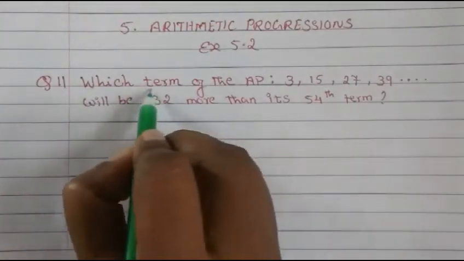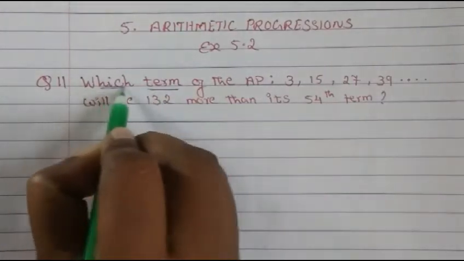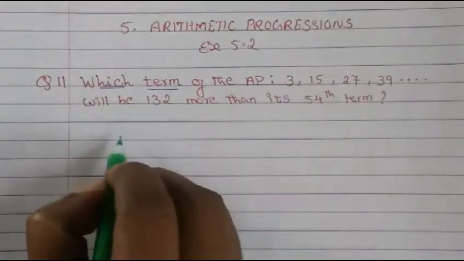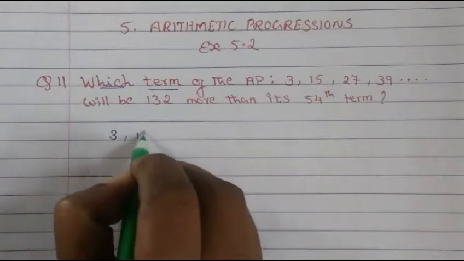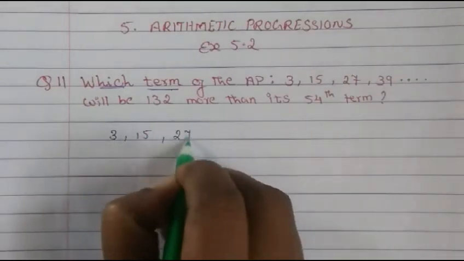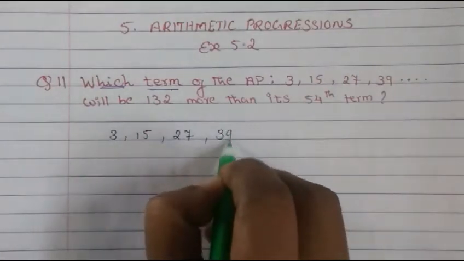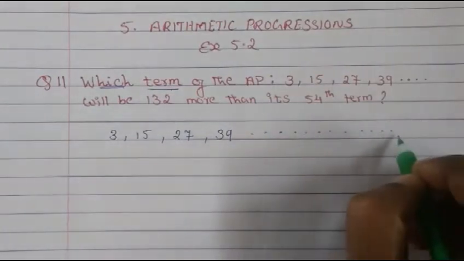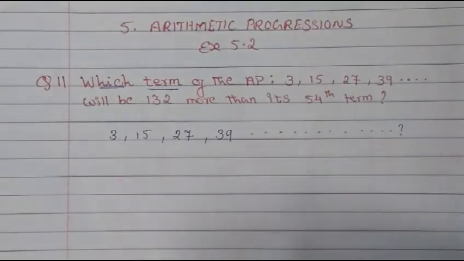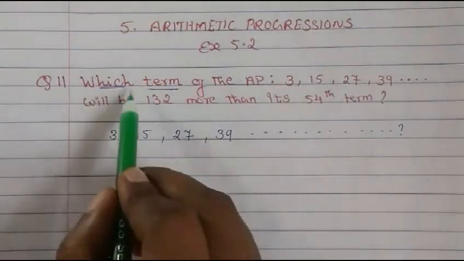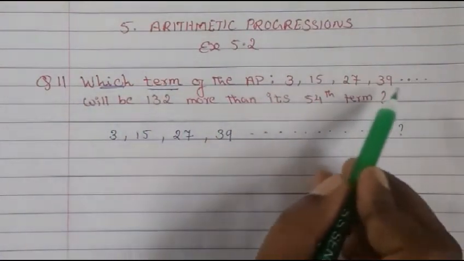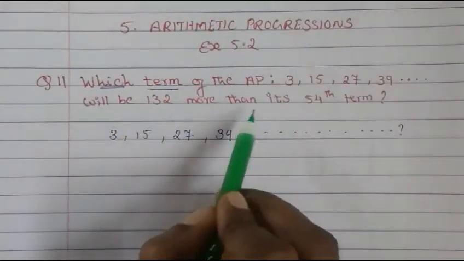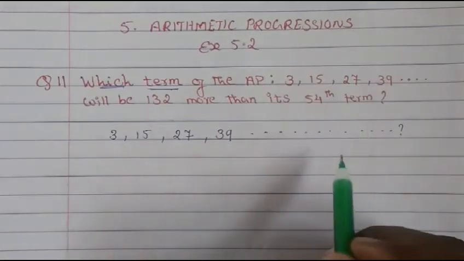Which term? So they are asking us a term, not the AP, right? So which term of the AP? The AP is given to us: 3, 15, 27, 39 and so on. So we don't know which term of the AP that is given to us will be 132 more than its 54th term.